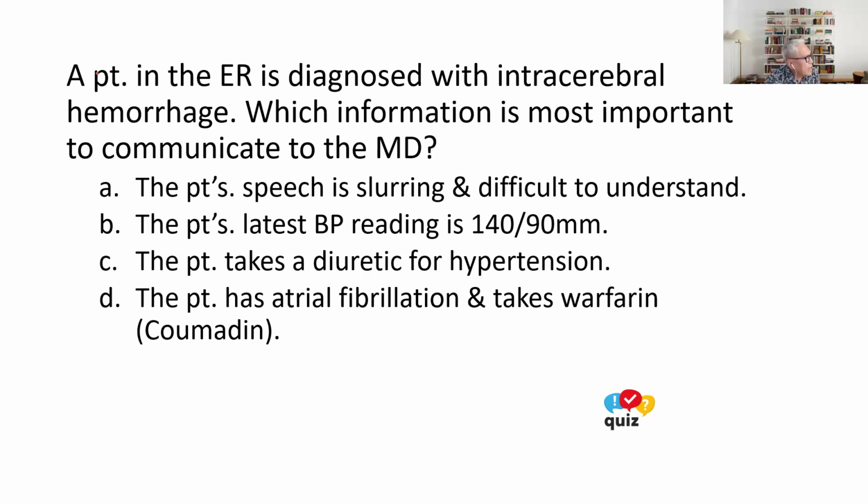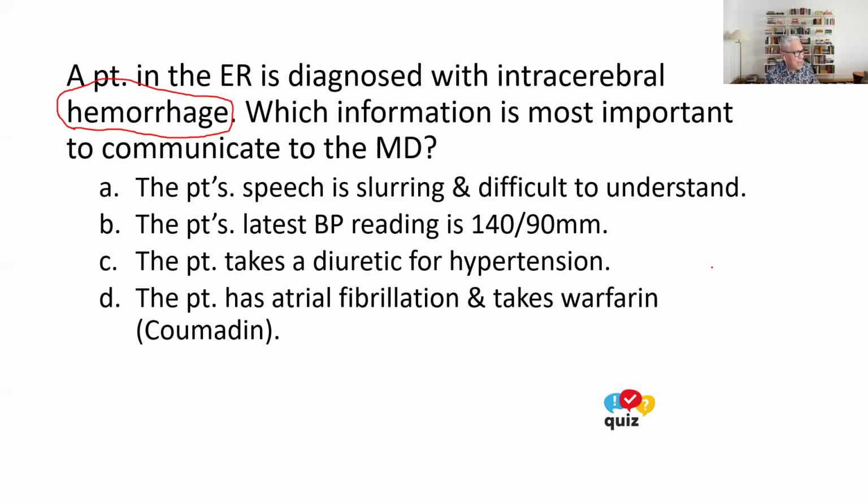Okay, so let's take a look at this. A patient in the ER is diagnosed with intracerebral hemorrhage. So you remember there are 2 types of stroke. One is called ischemic stroke, and the other is called hemorrhagic stroke. When you have a patient with hemorrhagic stroke, the patient's speech is slurring and difficult to understand. That's going to be part of the symptoms of stroke, so this is not the most important thing that you will communicate to the physician, because this is one of the symptoms.